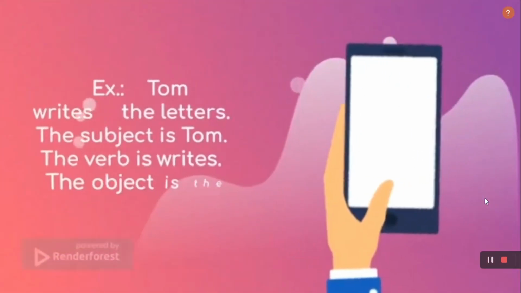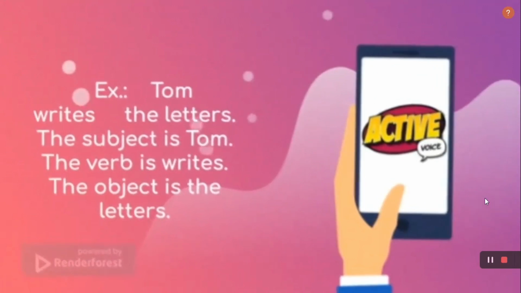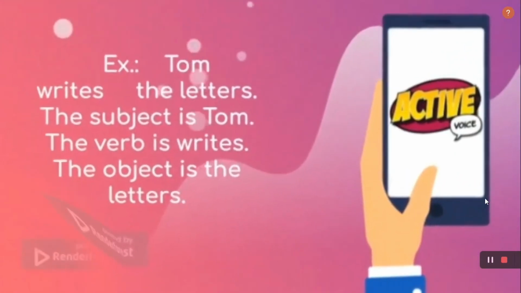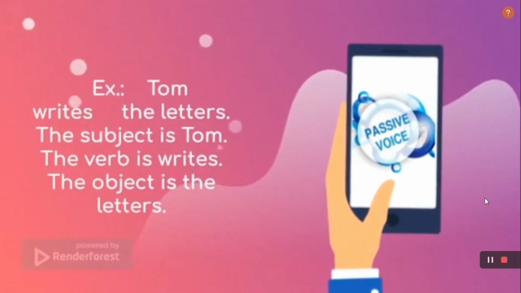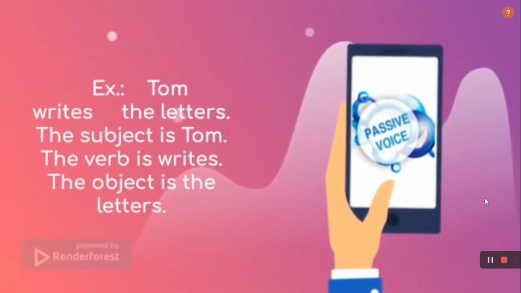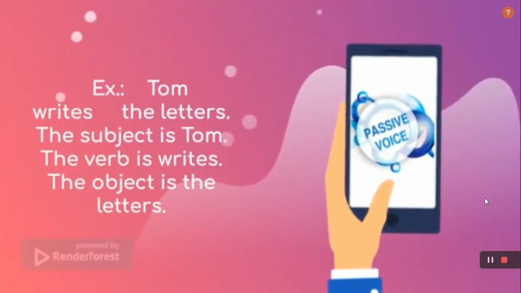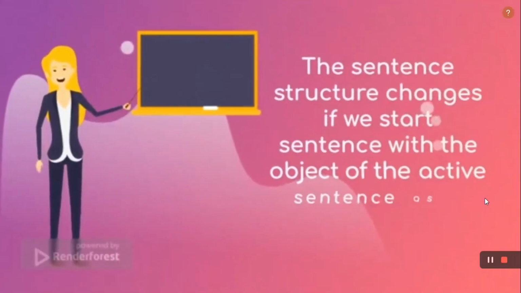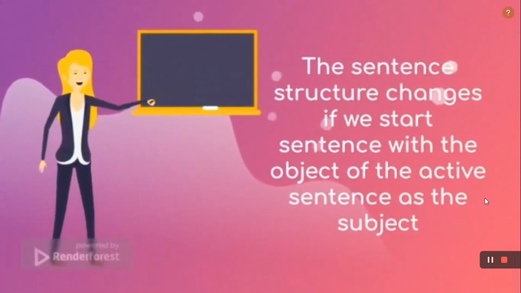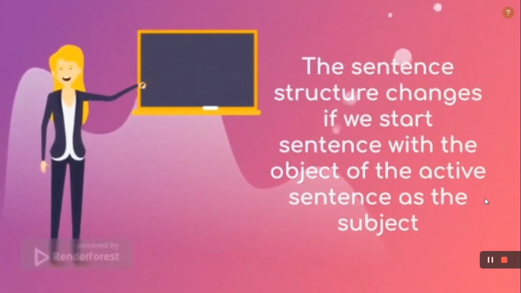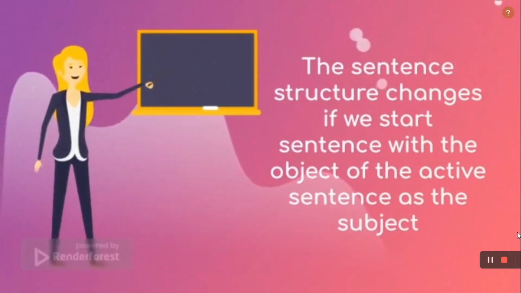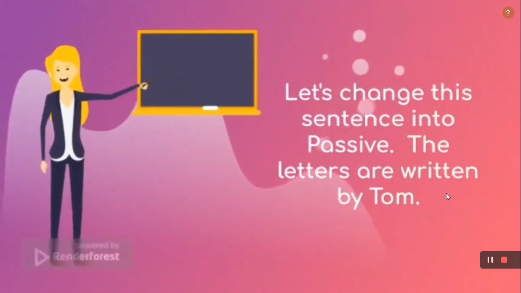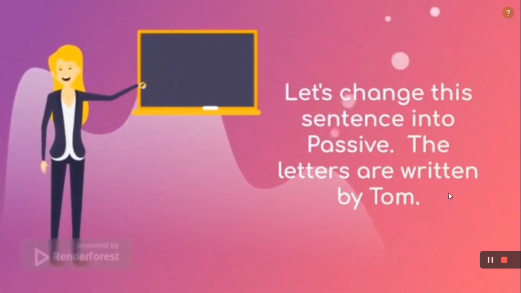Let's remember. For example, Tom writes the letters. This is a sentence in active voice. The subject is Tom, the verb is writes, and the object is the letters. The sentence structure changes if you start the sentence with the object of the active sentence as a subject. Let's change this sentence into passive. The letters are written by Tom.